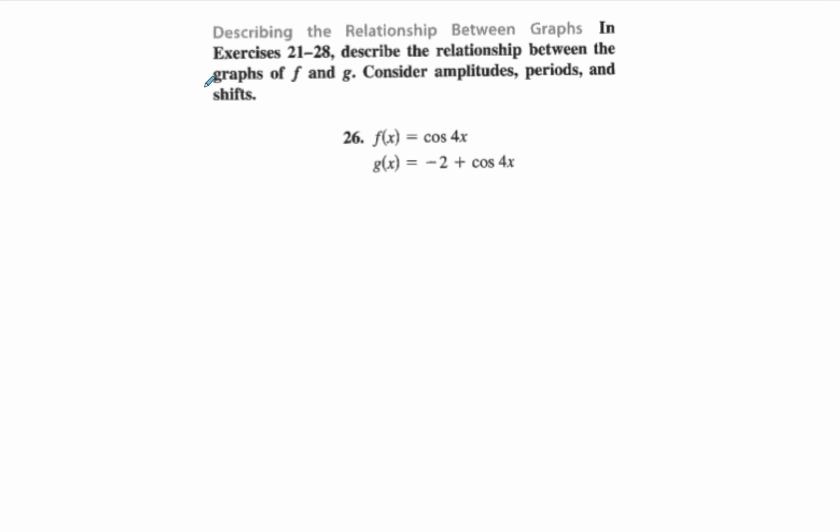Describe the relationship between the graphs, considering amplitude, periods, and shifts. So looking at this, I see no shifts at all, so no phase shift between these two. They're both just 4x. I do see a vertical shift, so no horizontal shift, no phase shift, but I do see a vertical shift. So this would have an amplitude of 1, and this would have an amplitude of 1. I can tell because there's just a 1 in front of both of those, right?